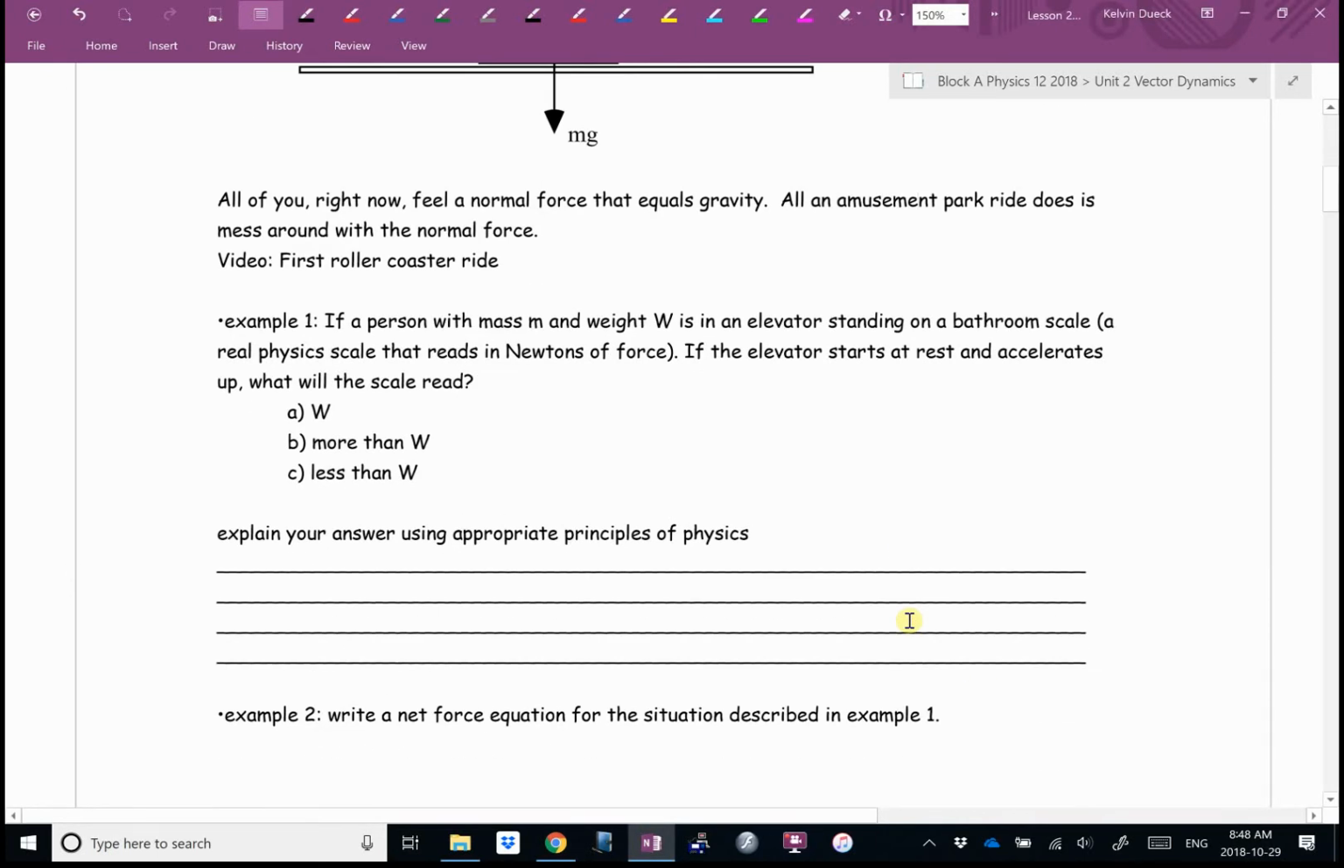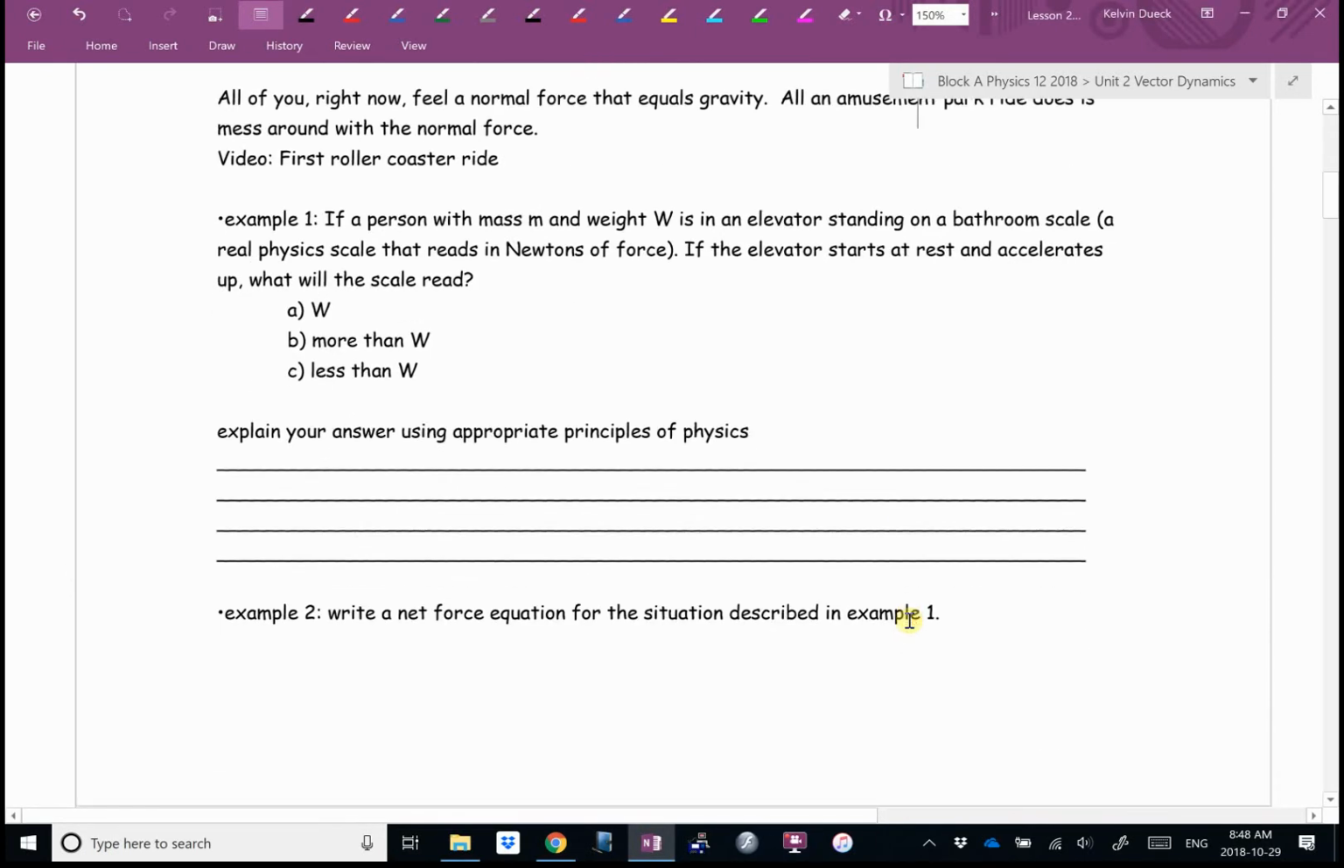Normal force. If a person with mass, little m, and weight, mg, big W, is in an elevator standing on a bathroom scale, and let's make it a scale that reads newtons, not kilograms or pounds, so we don't have to do any kind of conversion. Let's make it a physics scale that reads newtons. If the elevator starts at rest and accelerates up, what will the scale read? A, W, B, more than W, C, less than W.